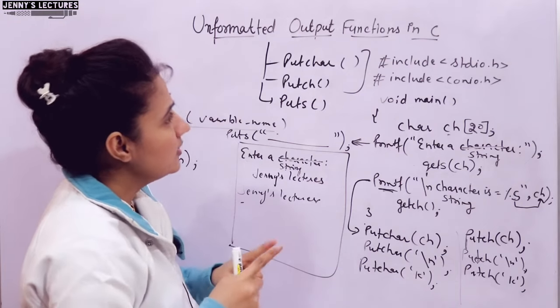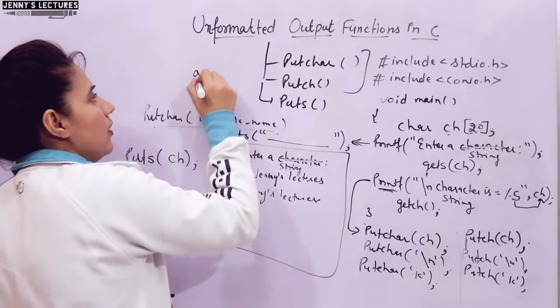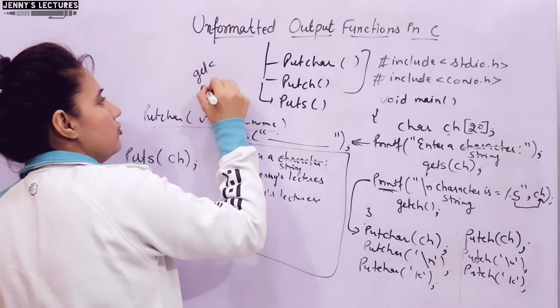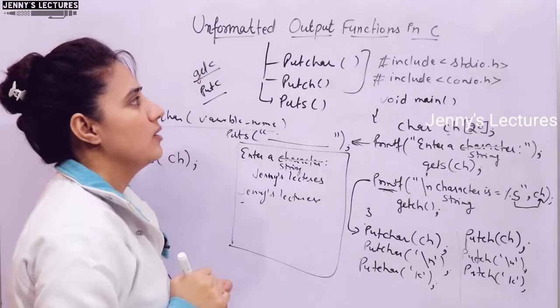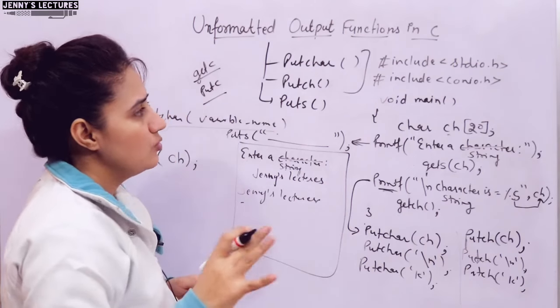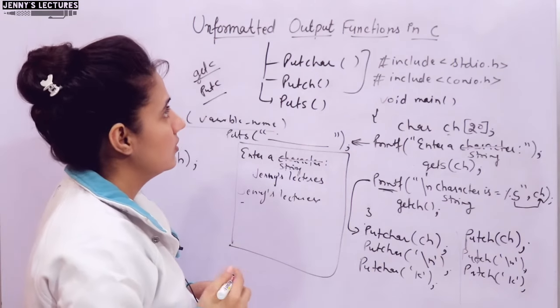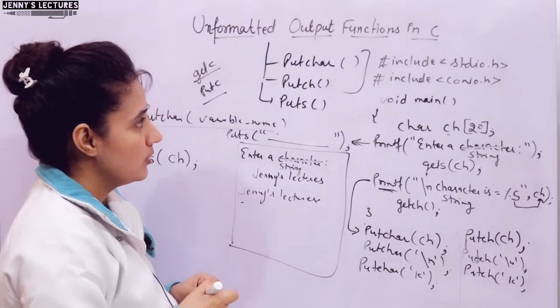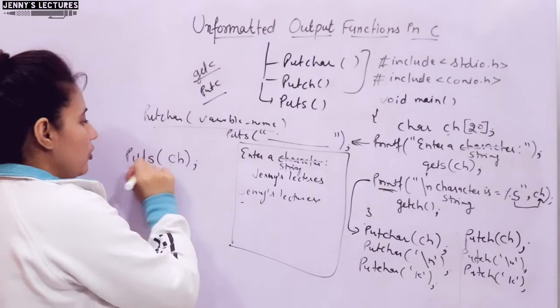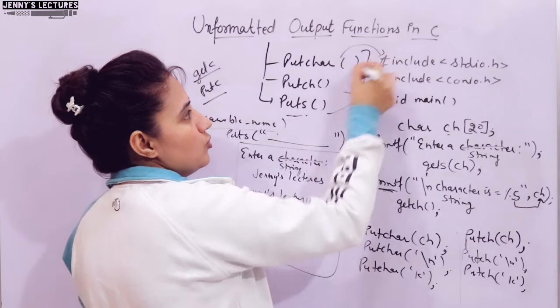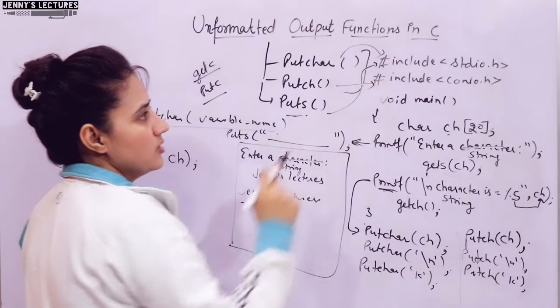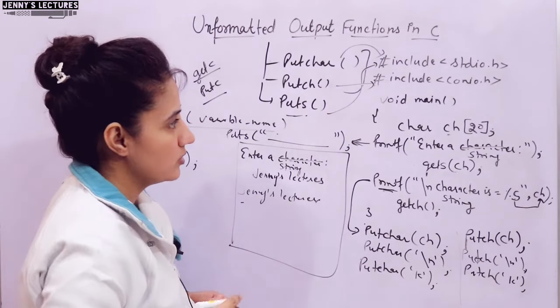In another video, I will be discussing two functions, getc and putc. This is an unformatted input function, this is an unformatted output function, but they deal with files, or you can say streams, so they have some different concepts. And one more thing: puts has been defined in stdio.h, putchar is also in this, and putch is in the header file conio.h, right?